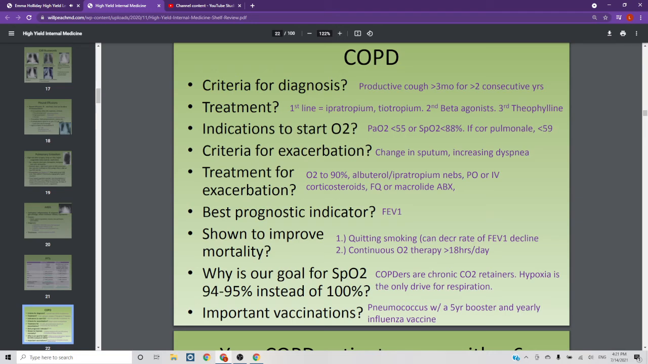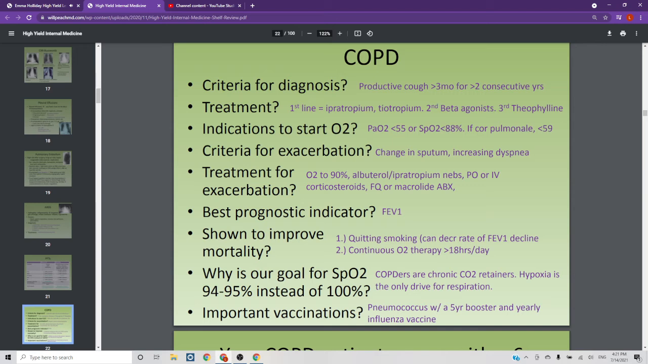How do we treat COPD? We treat an exacerbation with steroids for sure. Just our outpatient dude with COPD, first line, we'll give them ipratropium or the newer tiotropium. Beta agonist is second line, and then third line, if they're really bad, theophylline. We don't like to use theophylline because it's got a pretty narrow therapeutic window and can cause arrhythmias.